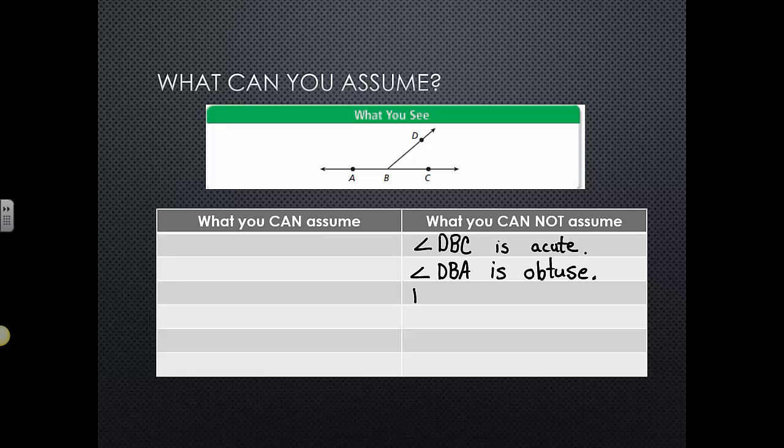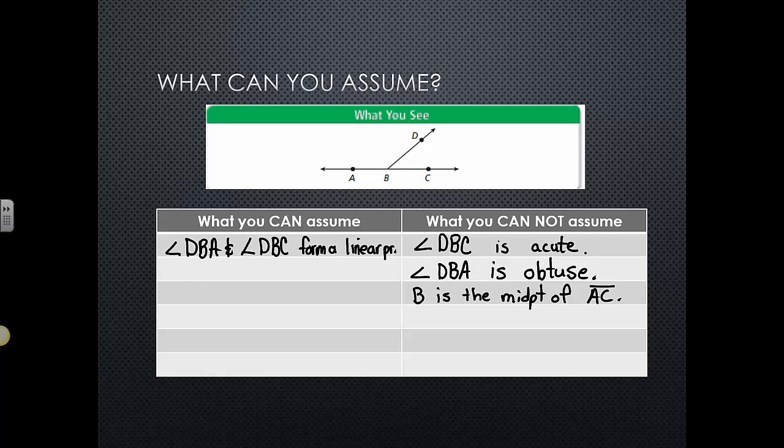It's also not safe to assume that B is the midpoint of segment AC. Okay, that's not safe to assume. There are no markings there that tell us that. Things that are safe to assume is that angle DBA and angle DBC form a linear pair. It said linear pairs are safe to assume.